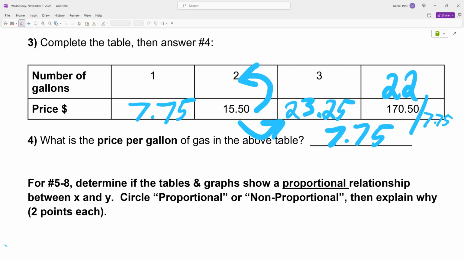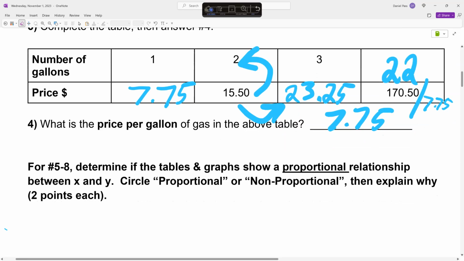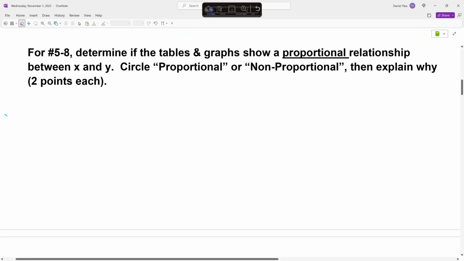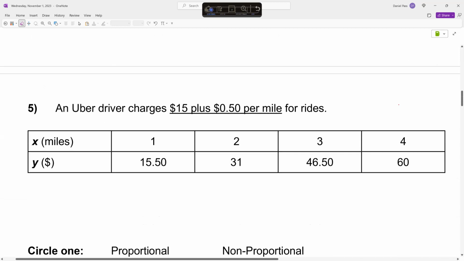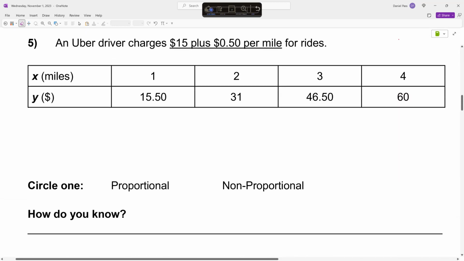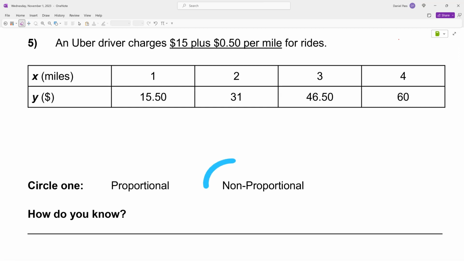Okay. And now we've got Dude Bro. Okay, we have to decide if the next ones are proportional or not proportional. So how about number 5? I put non-proportional. Non-proportional, that's right.